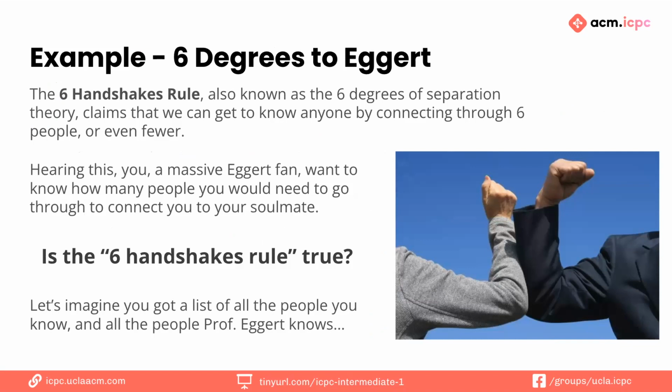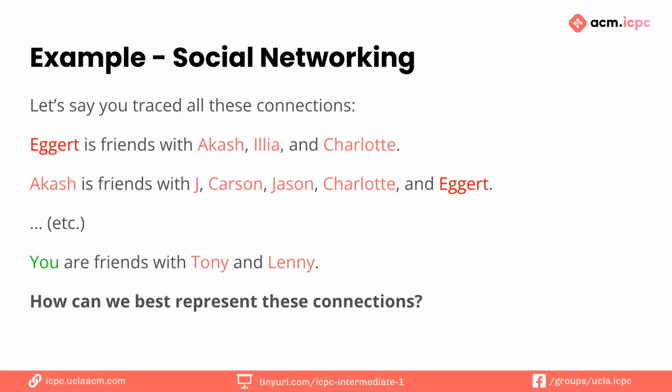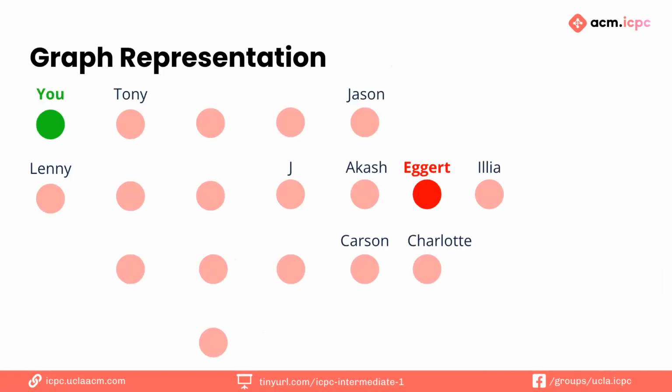So let's imagine that you've got a list of everybody that you know, everybody Agar knows, and everybody that they know, and so on and so forth. So you can start creating this graph. And so let's say you found out that Agar is friends with Akash, Ilya, and Charlotte, and then you find out who Akash is friends with, who all those people are friends with, etc. And then you are friends with Tony and Lenny. And so you want to find how many connections it would take to get between these different people.